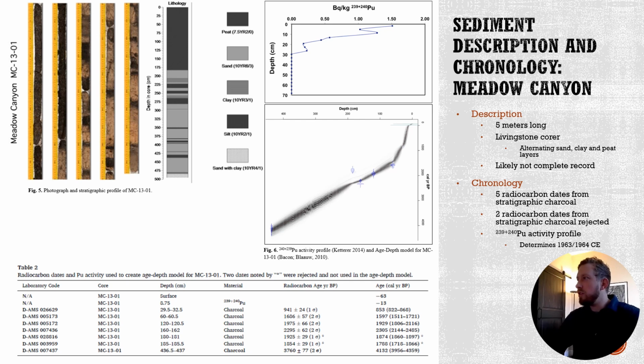Sediment description and chronology from Meadow Canyon. This core was 5 meters long. It was collected using a Livingston core, and it's likely not the complete record. The chronology for this core was based on 5 radiocarbon dates from stratigraphic charcoal. 2 radiocarbon dates from stratigraphic charcoal were rejected, and this one also included a plutonium activity profile.